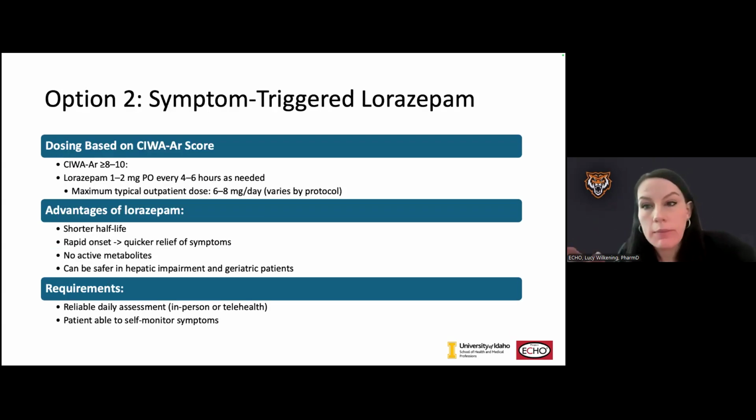Okay. The other option you will see is symptom-triggered lorazepam. It's a pretty common benzodiazepine used for alcohol withdrawal, although I would argue that maybe it shouldn't always be because of its kinetics and because of how short-acting it is. But it can be useful because it does have a rapid onset of action.